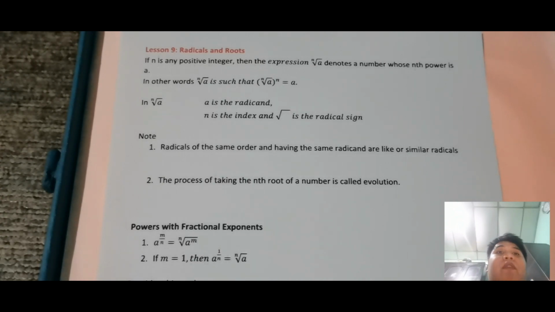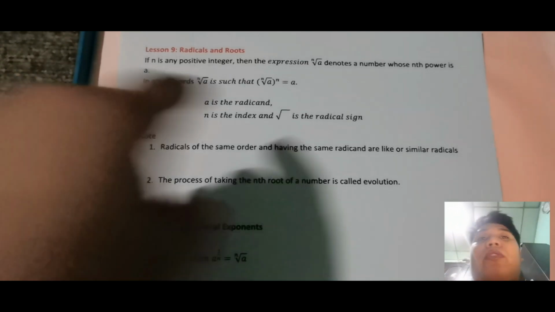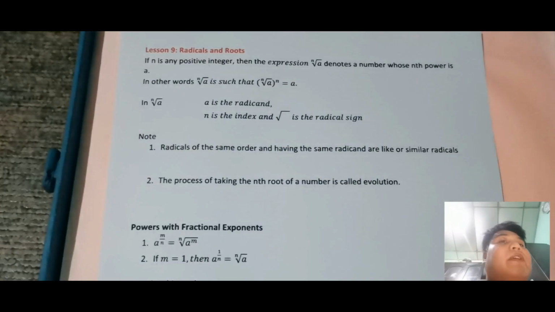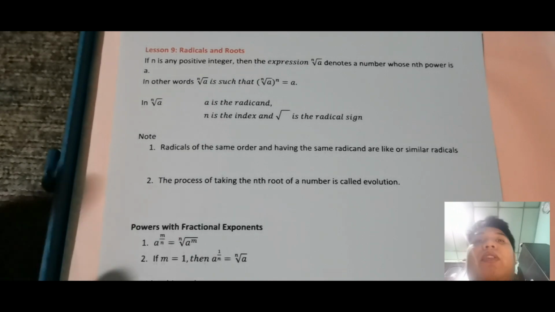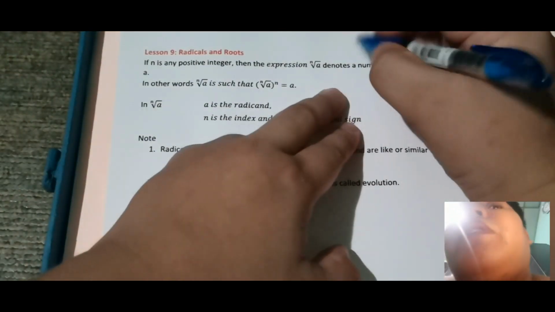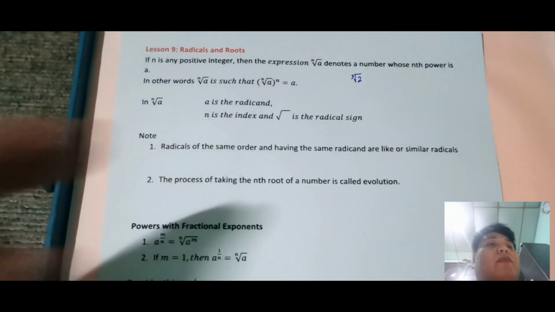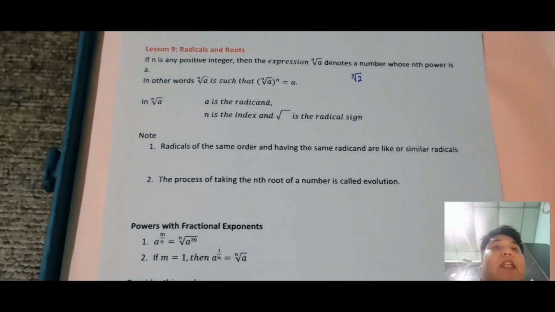So start tayo dito. If n is any positive integer, then the expression nth root of a denotes a number whose nth power is a. Ulitin, ito yung mga example niya. So for example, we have cube root of 2. Ayun yung mga example ng ating radical. In other words, the nth root of a is such that nth root of a raised to n is equal to a.